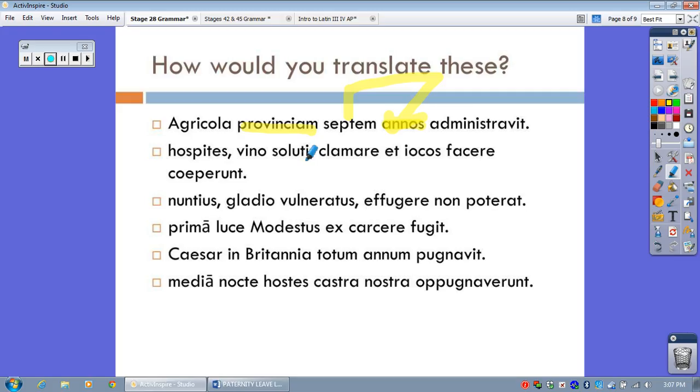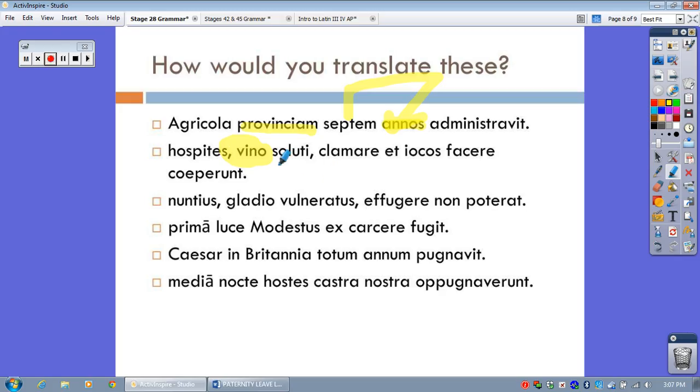So the guests, having been loosened, we know, ablative word right here. Notice how there's no preposition in front of it. But not to fear. The guests, having been loosened by wine, does that make sense? It sure does. We can just stop there. If it didn't make sense, we could have gone to with, by, with, from, and on. But hey, by wine works.